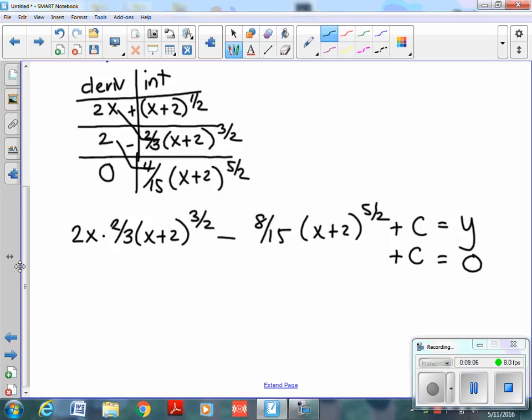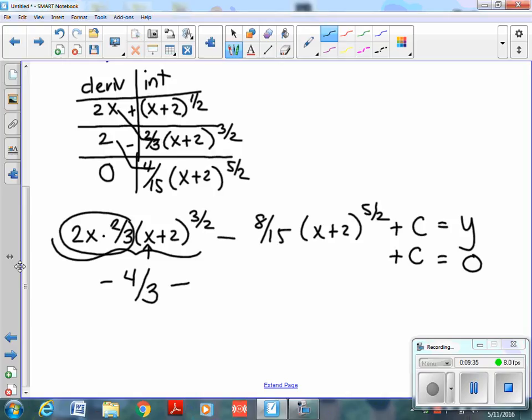So when I put a negative 1 right there, negative 1 plus 2 is 1. 1 raised to any power is still going to stay 1. I plugged a negative 1 in there, so all I have left is this. So 2 times a negative 1 is a negative 2. A negative 2 times 2/3 ends up being a negative 4/3. That's for all of this.